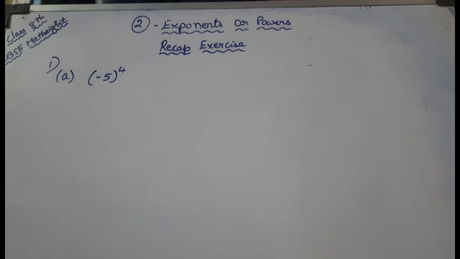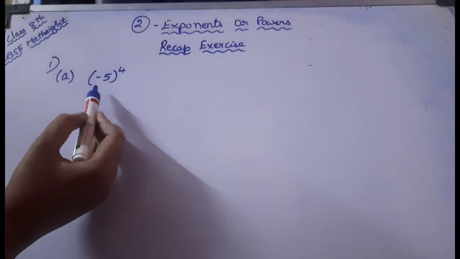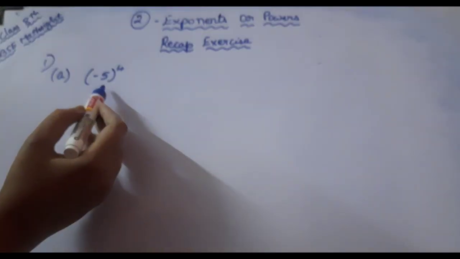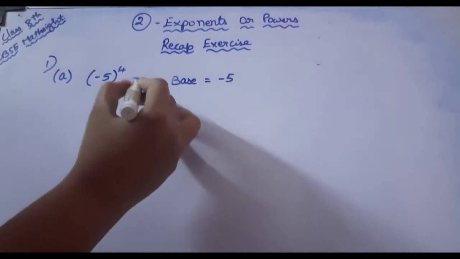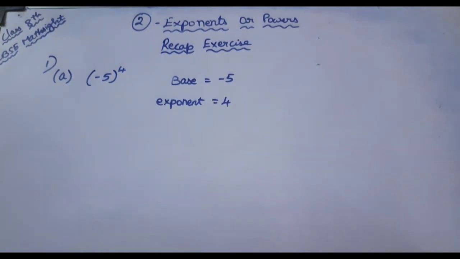We are seeing class 8th chapter 2, exponents or powers. We are going to see the recap exercise in this video. So I'm going to start with the first sum. Write the base and exponent of each of the following. Whenever we have the number minus 5 to the power of 4, we have to find out which is the base and which is the exponent. So minus 5 is called the base and 4 is called the exponent. We just have to write which is base and which is exponent.